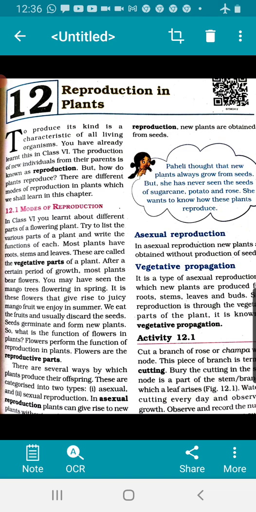You have already learned this in class 6. The production of new individuals from their parents is known as reproduction. But how do plants reproduce? There are different modes of reproduction in plants which we shall learn in this chapter. So let's study about the different modes of reproduction.